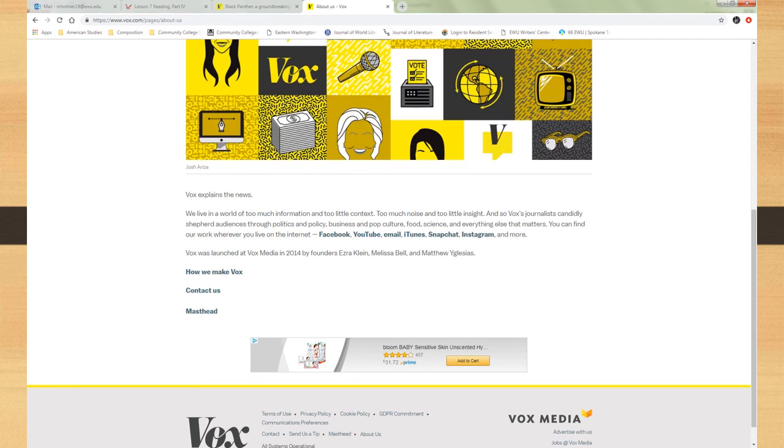Here's what they say about themselves. They say they explain the news is their mission statement, which means they're trying to contextualize it. If you read the news, what you're reading doesn't always make sense. So they're not just going to report the news, they're going to try to give more context to make the information in the news clearer. And they also publish a lot of pop culture. So that's what they say their mission is. But let's do a little more.